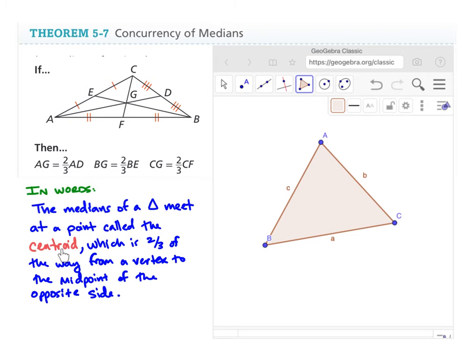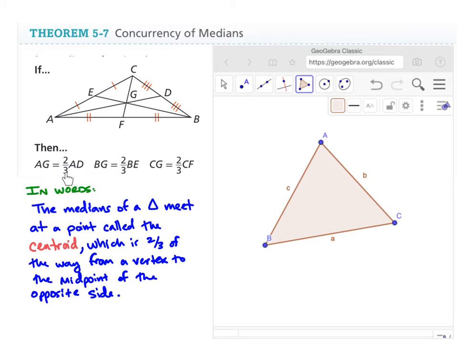And that centroid has a special quality to it, which is that it's 2/3 of the way from a vertex to the opposite midpoint, or the midpoint of the opposite side. So point G is not halfway between A and D, right? It's not right in the middle. It's a little more than half of the way. It's 2/3 of the way from A to D.